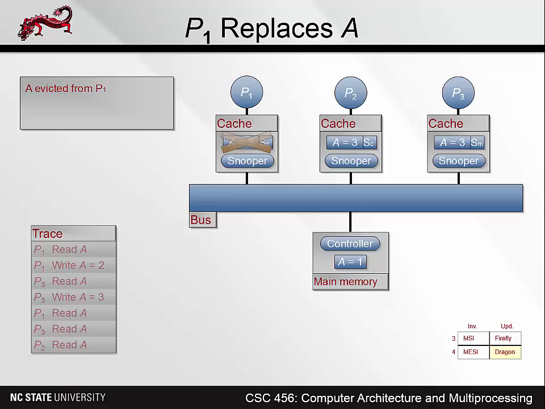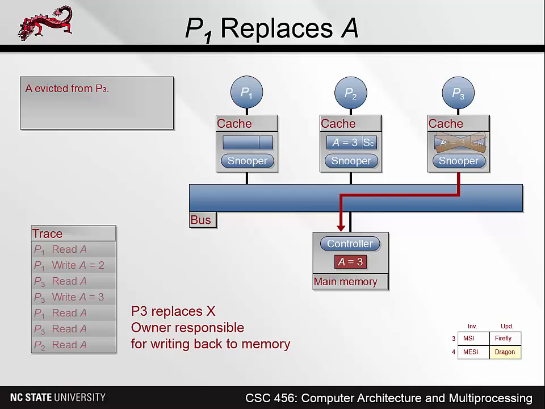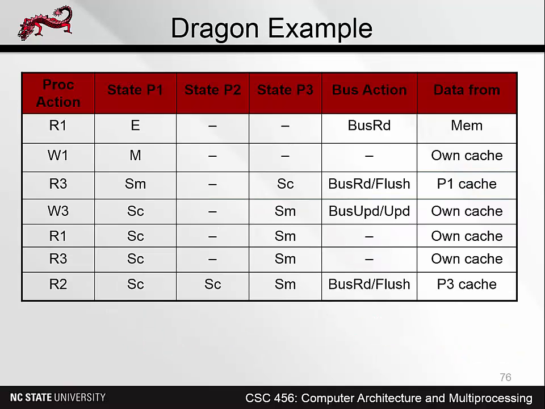Suppose P1 replaces the line containing A. No bus action is needed because its cache was in state SC. But if P3 replaces the line, it has to write it back to memory because it's in state SM. If the line were in state M when it was replaced, it'd also have to be written back. So a replaced line is flushed to memory when it was in state M or state SM. Contrast this with the invalidation protocols, which only needed to flush a line to memory when this line was in state M. This table shows which caches have the block in which state after each instruction.